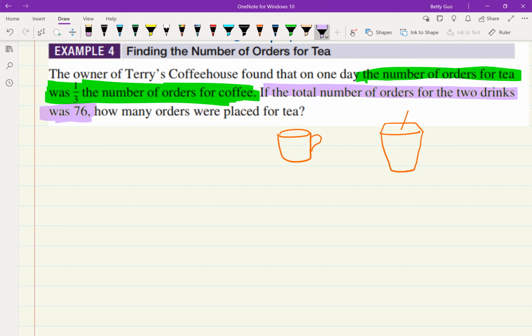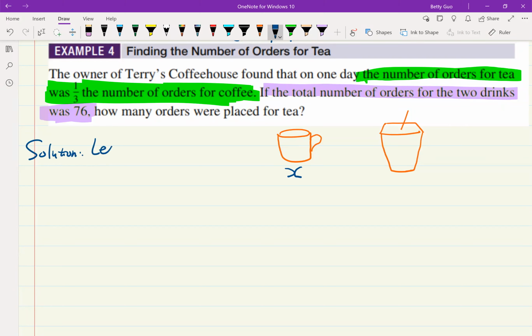So what are we looking for? How many orders were placed for tea? We are looking for how many orders were placed for tea, right? Very natural, because we are applying linear equation in one variable. Let's bring one variable, which is x. Let's use x to be the number of orders for tea on that day. How about that?